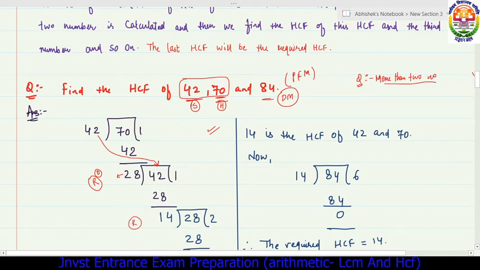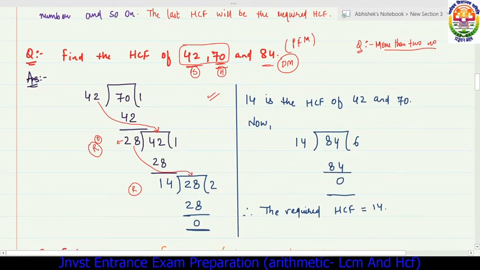Now again 14 and 28 is written in the inner column. Now 14 2s are 28. Now the remainder is 0. The HCF is over. Whenever the remainder is 0, the divisor is our HCF. 14 is the HCF of 42 and 70.